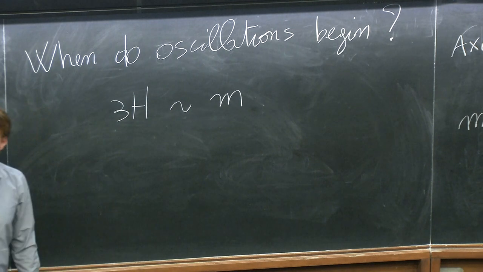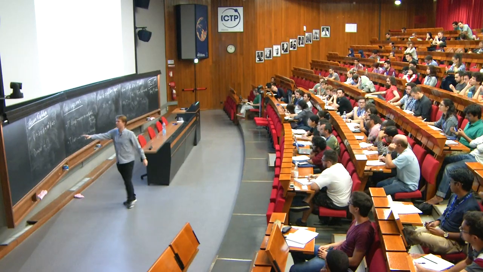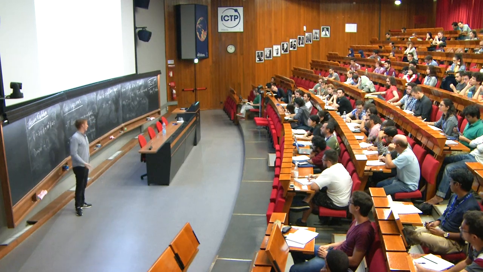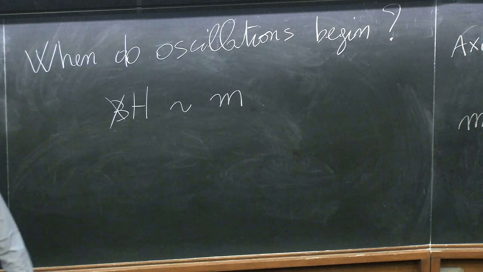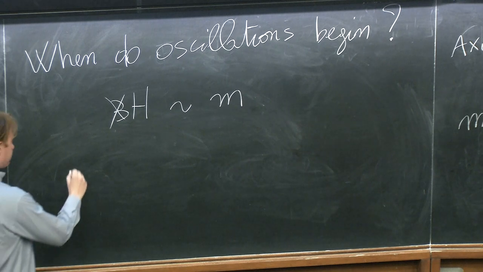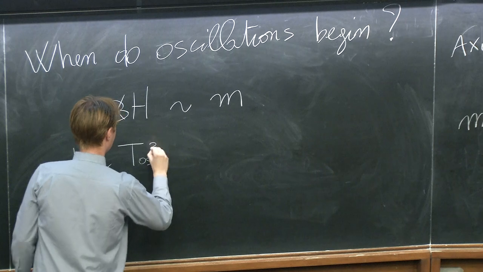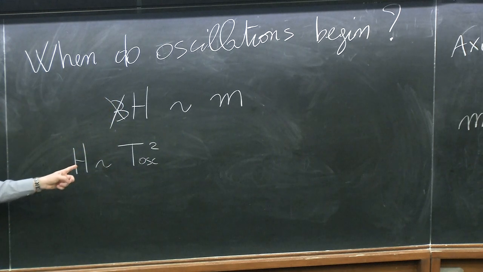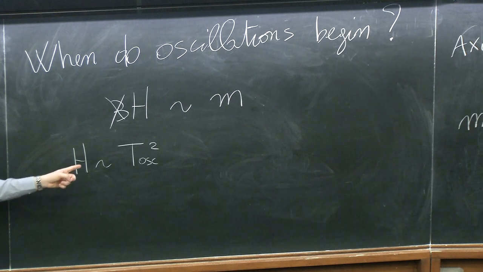The reason for the three is the three in this equation. For the estimate I'm about to do, we can forget that, because 3 is equal to 1 up to pi. Okay, so Hubble. I call T oscillation the temperature where oscillations begin.